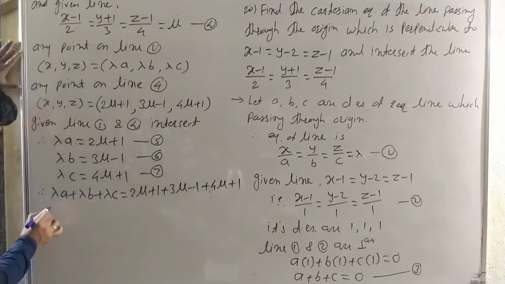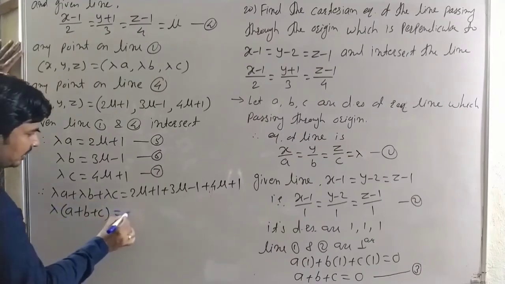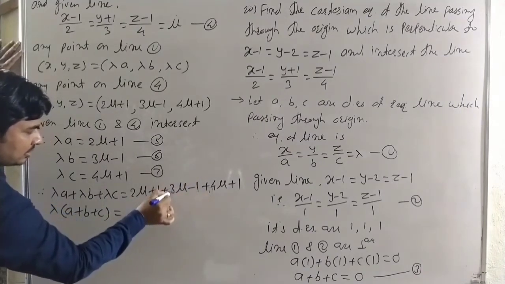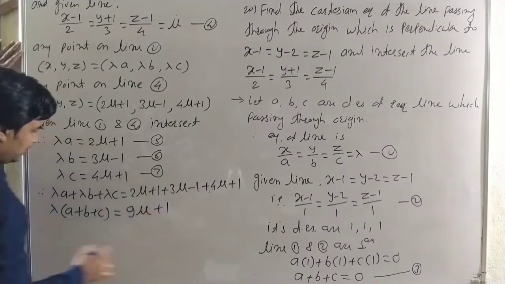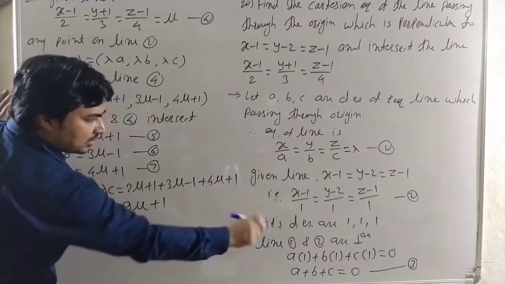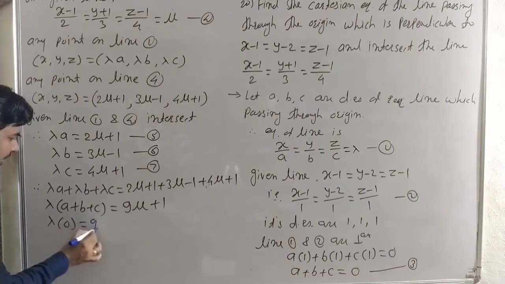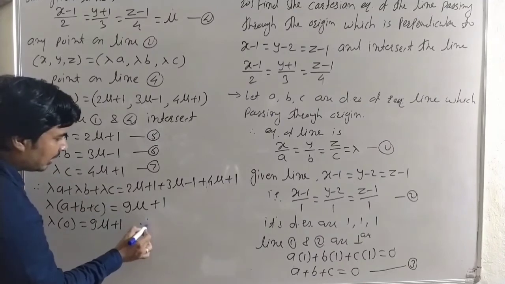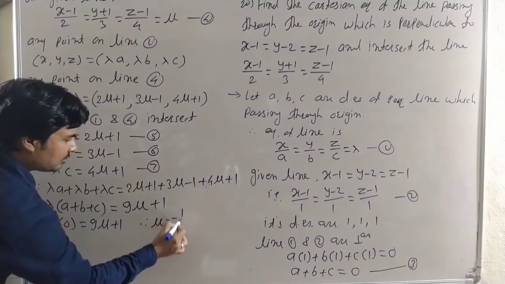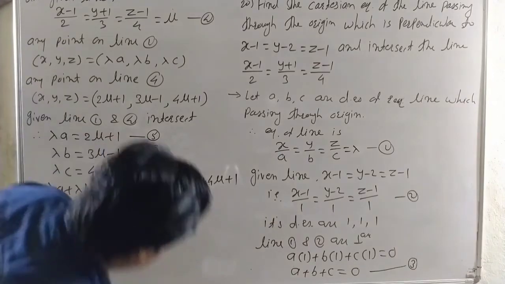plus 1. And here lambda into a plus b plus c, with lambda common. On the right, 2 mu plus 3 mu plus 4 mu is 9 mu, and 1 minus 1 plus 1 is plus 1. And we know a plus b plus c is equal to 0. Therefore lambda into 0 is equal to 9 mu plus 1. See carefully, lambda into 0 is 0, and therefore 9 mu plus 1 is equal to 0. Therefore we can write mu is equal to minus 1 by 9. See carefully, it is the value of mu.